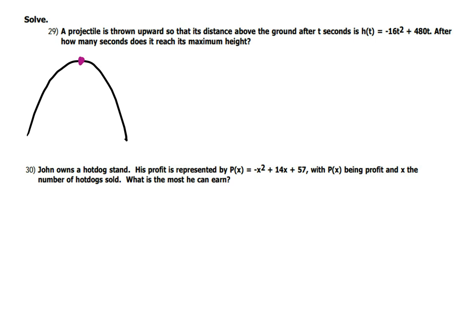It's literally a parabola. And since t is acting like your x is here, and the h of t is acting like your y, so we really just need the x coordinate of the vertex. So all I have to do is x is negative b over 2a, although keep in mind x is really t. So that's negative, and the b is the 480 right here, divided by 2 times a, which is the negative 16.